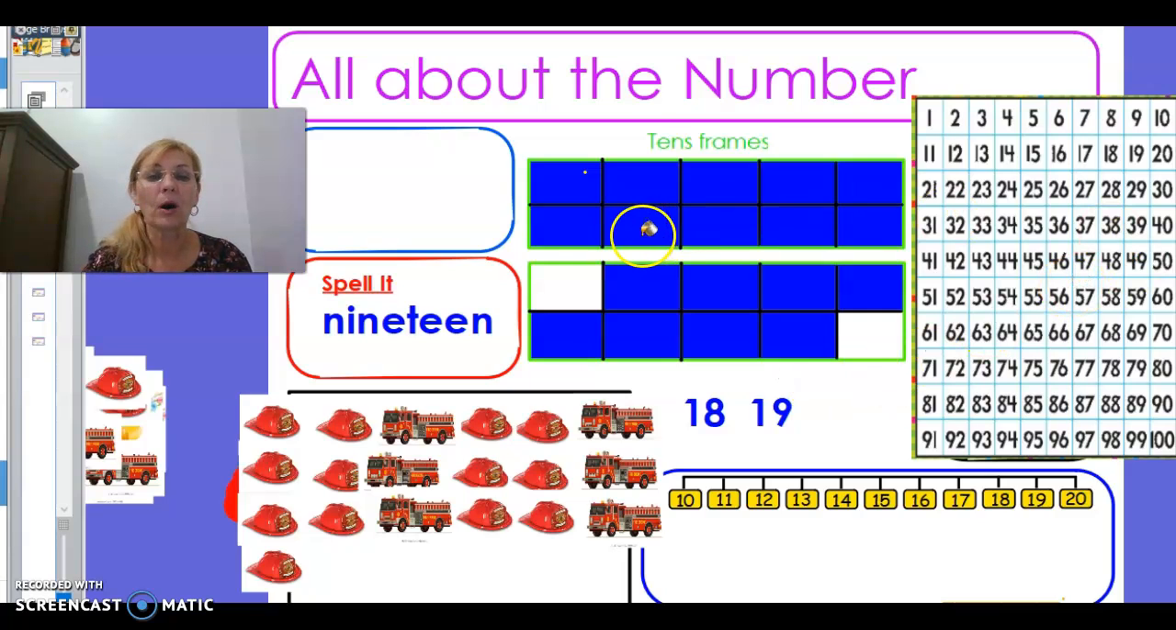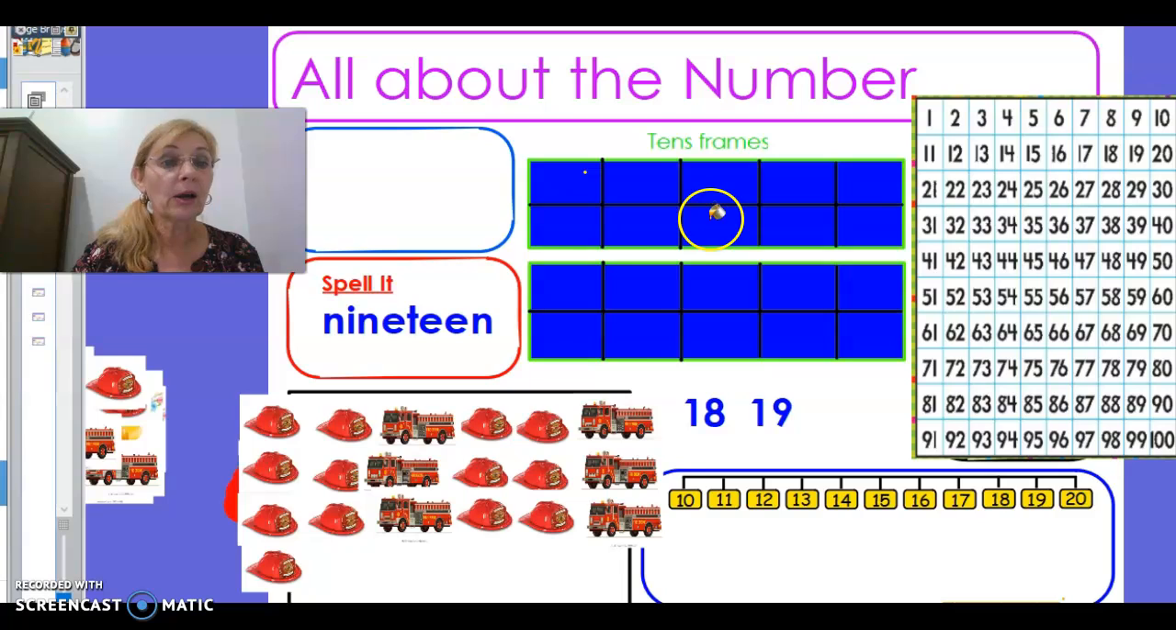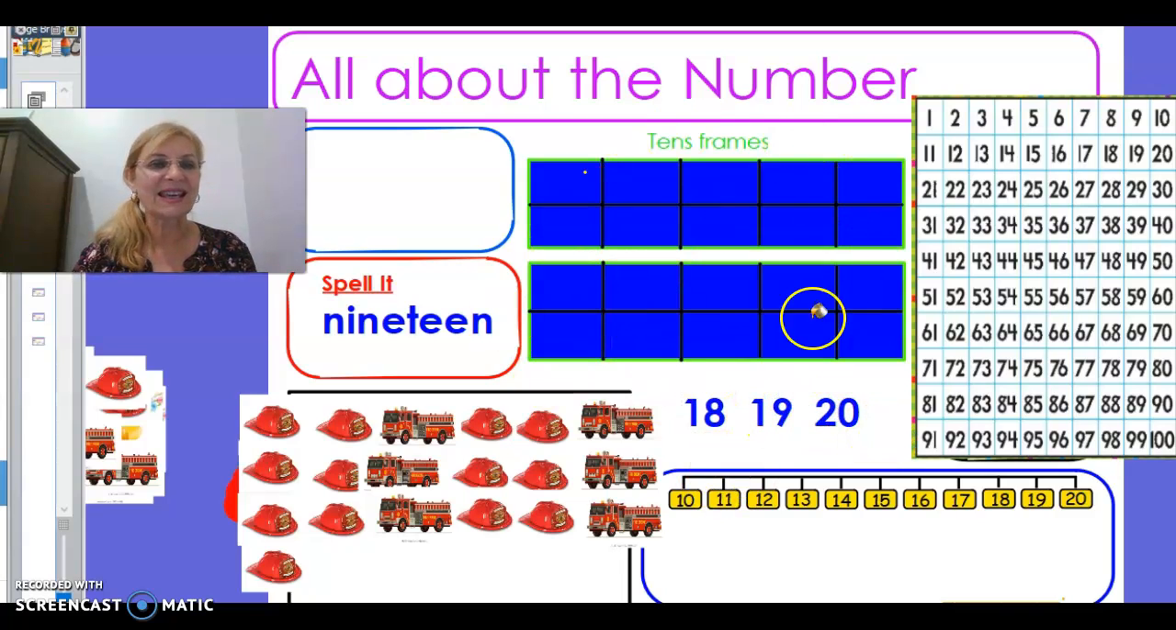Now, what's one more? Let's go back. Here's 19, right? 1 ten, 9 ones. Now let's do one more. What do you notice about these 10 frames? They're both full. Do you see that, boys and girls? You have 2 full 10 frames. So we could count them by 10s, someone said. We could go 10, 20. 1 more than 19 is 20.